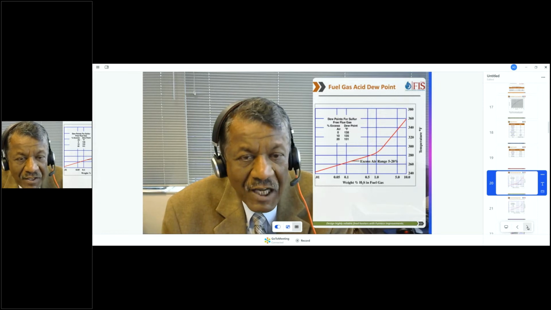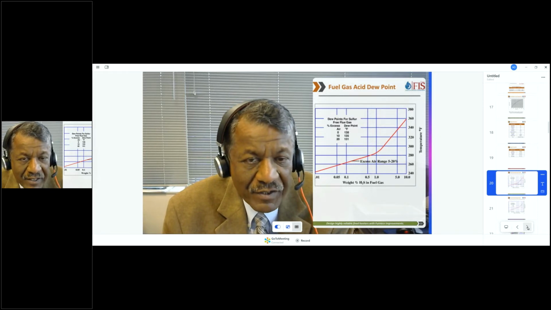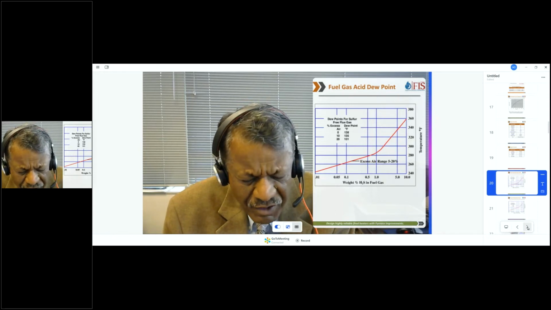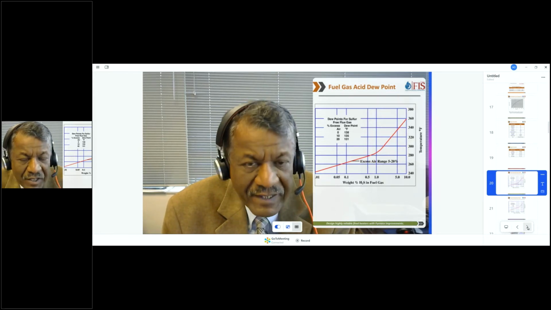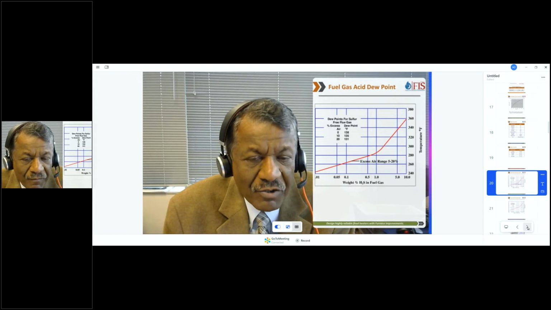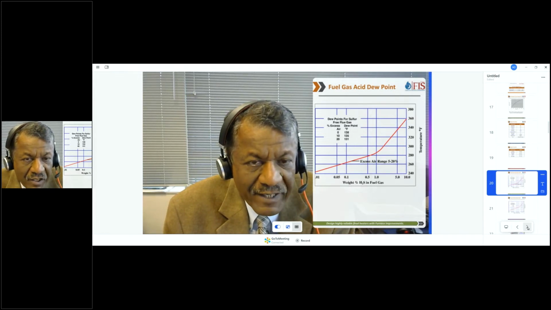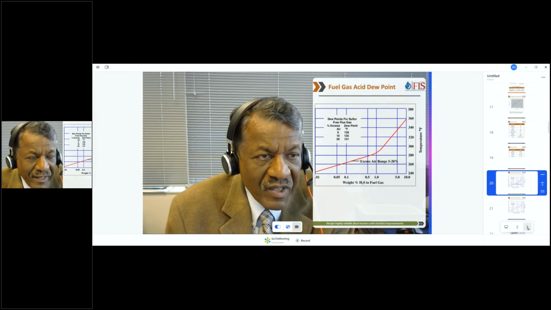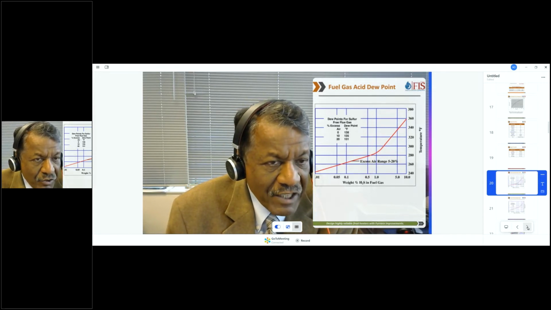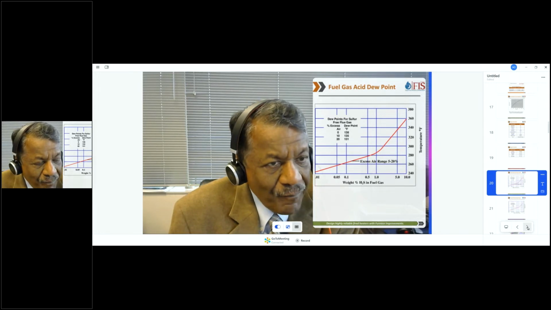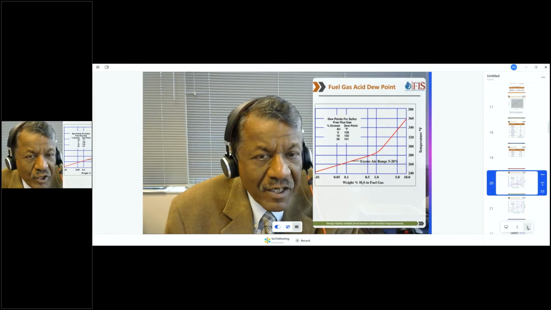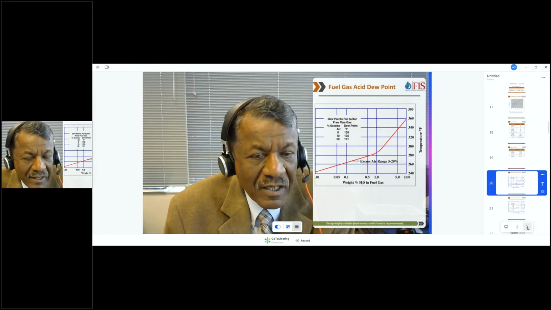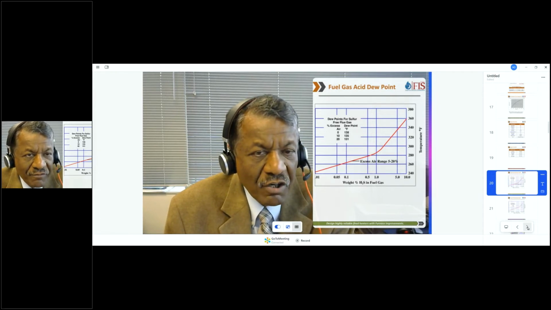And what happens is, as I said, most of the sulfur gets converted when you burn from sulfur to sulfur dioxide, but a small amount of sulfur gets converted into sulfur trioxide. And that sulfur trioxide, even though it is in ppm, it raises the dew point. Dew point is the condensing temperature of the flue gas.